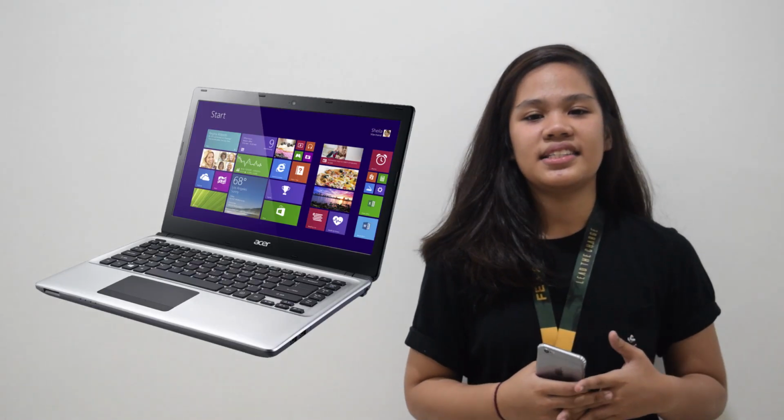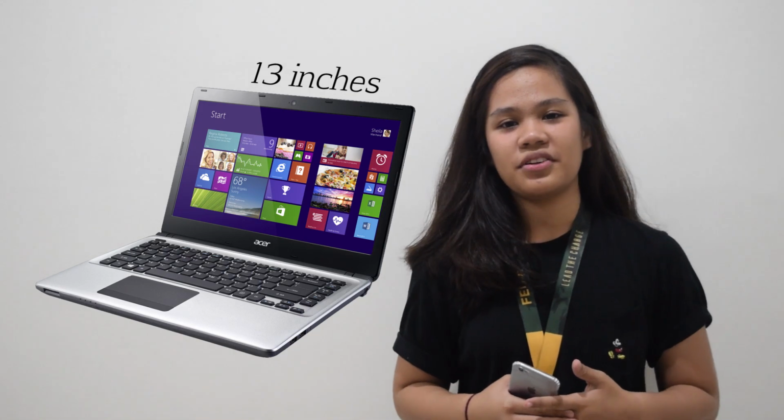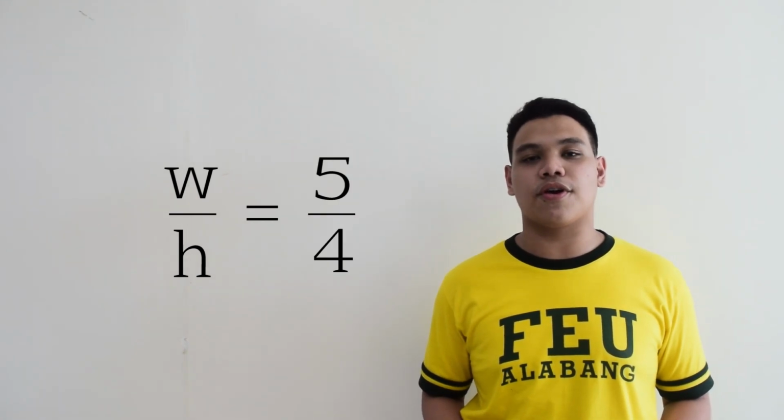A laptop screen has a size of 13 inches with aspect ratio of 5:4. Let us find the length and width of the screen. So to find the length and the width of the screen, we will use the equation length over width equals 5/4. The next step is cross multiplication.